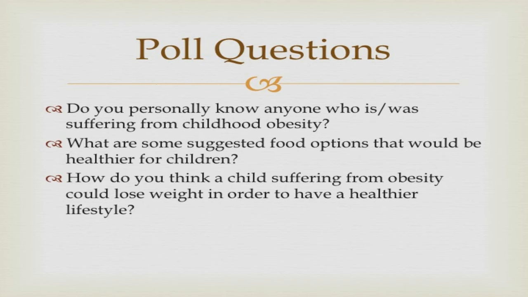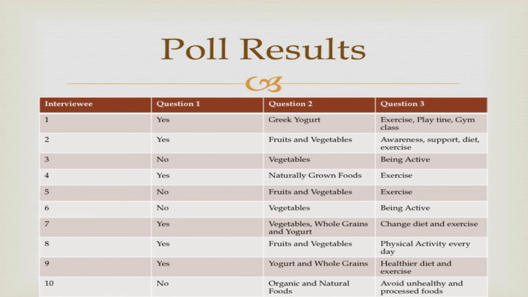We also performed 3 separate polls to get outside information on what the public thought about childhood obesity. The first poll taken asked the responder if they personally knew anyone who was suffering from childhood obesity. We interviewed 10 people for each poll. 60% of the responders claimed to know a child who suffers from obesity. The second poll wanted to know what were some suggested food options that would be healthier than the typical processed and fatty foods that children like. Most of the answers we received included fruits and vegetables, yogurt, whole grains, and organic or natural products.